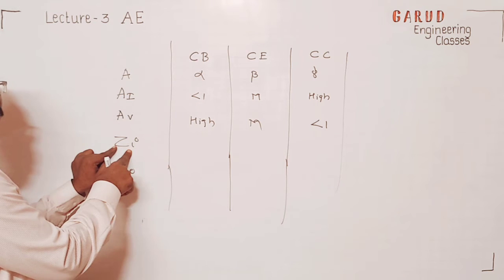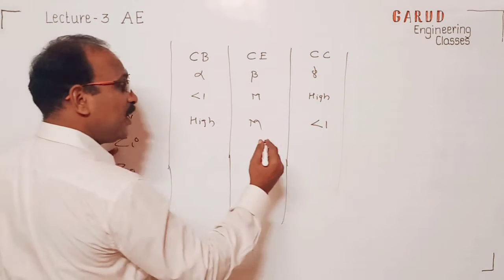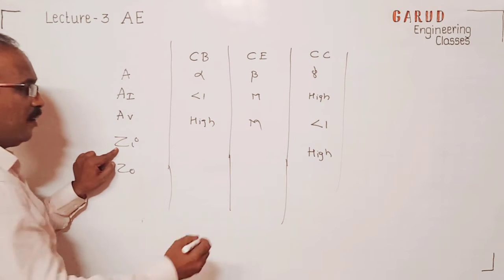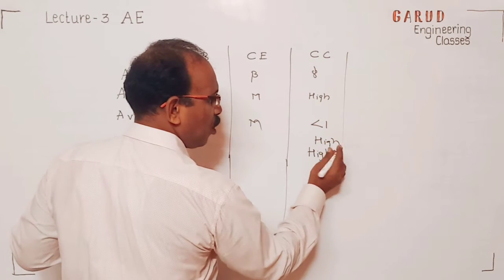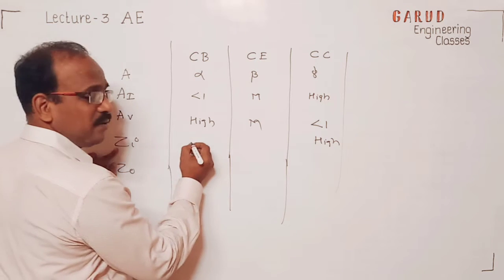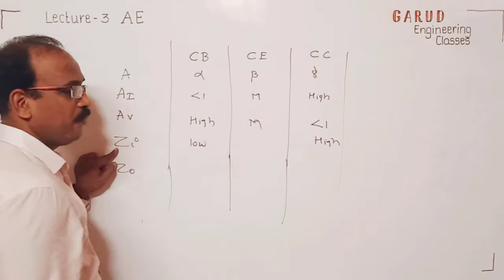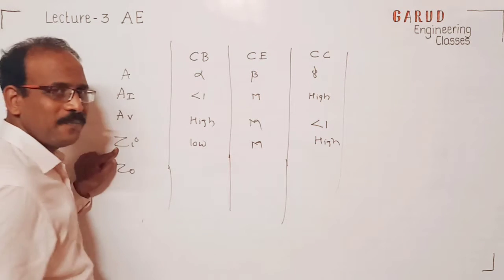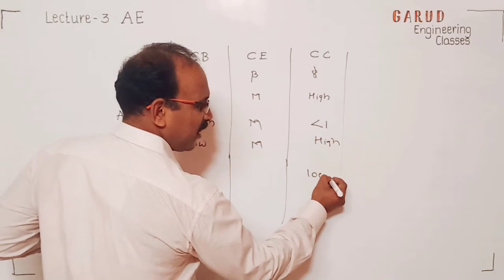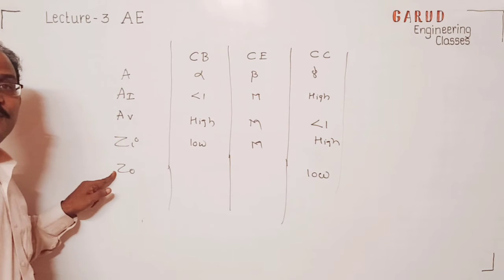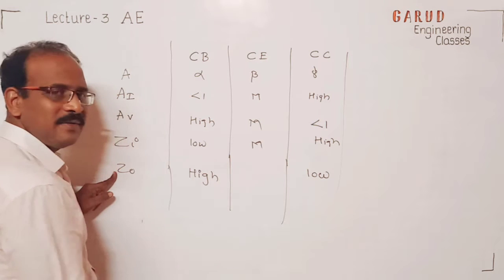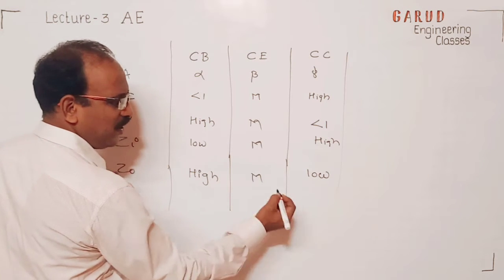Suppose I say ZI is the input resistance. Common collector gives excellent input resistance, while common base gives you poor, very low, and common emitter is again medium. Output impedance should be very low. Common collector gives you excellent output impedance. What about the others? One gives you the exact opposite, and the other is moderate.